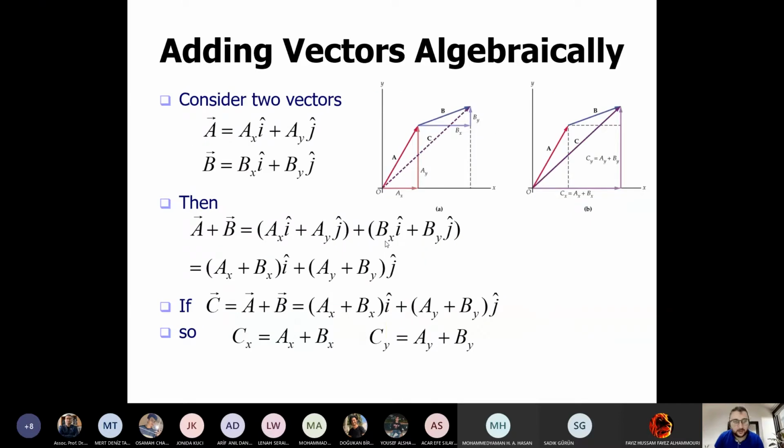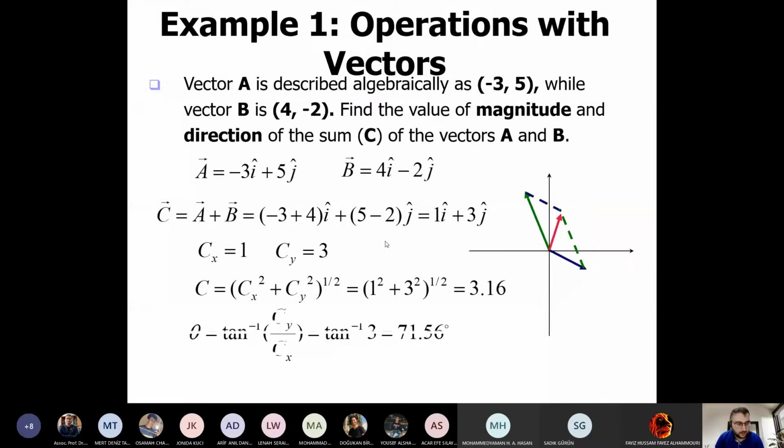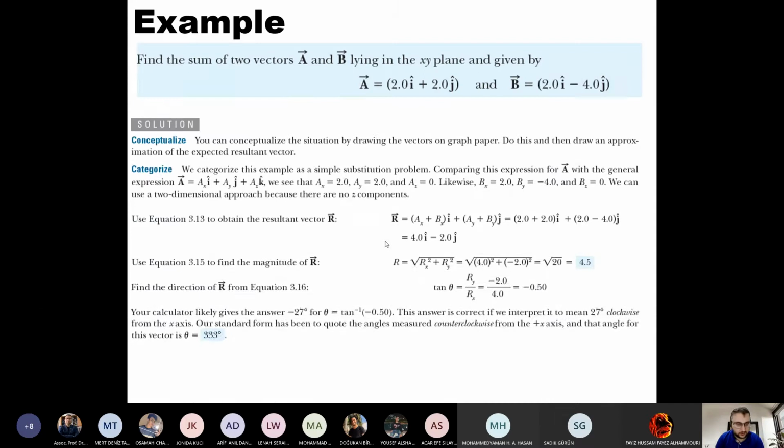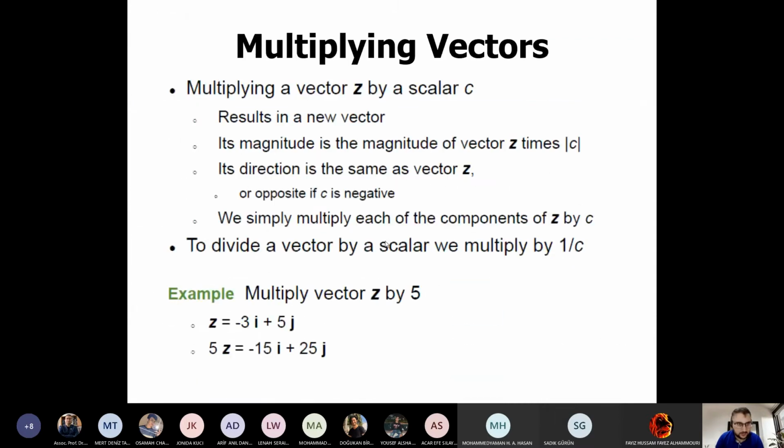And then there are some algebraic calculations with vectors. For example, summation. How can you add two vectors to each other? When you are making a summation, always x component with x component and y component with y component. So i hat with i hat, j hat with j hat, like apple with apple and orange with orange. We already solved this example, and we solved this one also.